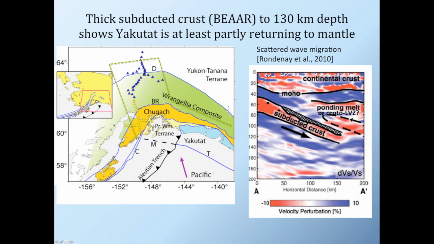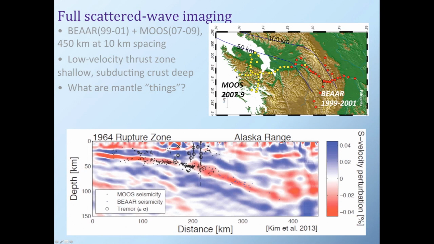After deploying the MOOS array, we then redone this migration. This is the image that we see from this combined BEAAR MOOS data. I've turned the map on its side to make it easier to see. This is now a 450-kilometer long section. This is from a paper just submitted by Young-Hee Kim and others, where we're able to see, beautifully, the top of the downgoing plate on top of the seismicity through the 1964 rupture zone. These circles are where the tremor is, and then down into this region where we think there's this deep subducted crust under the Alaska Range.